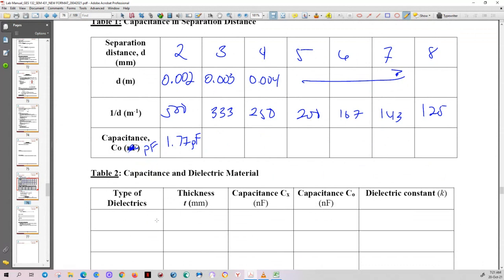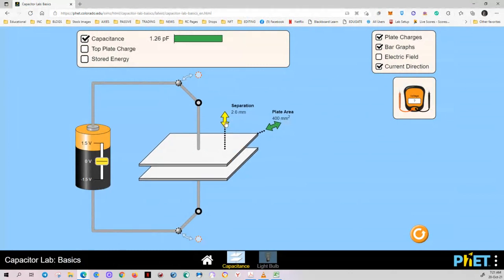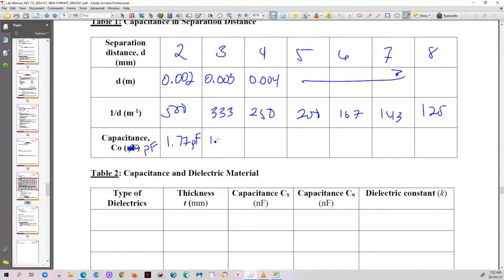The next value is at 3 milli. Go back to the simulation. Just slide your capacitor until you get 3 milli. Okay, let me use my mouse. There. So 1.18. Go back to the data and write 1.18. Okay? Until you complete the table.